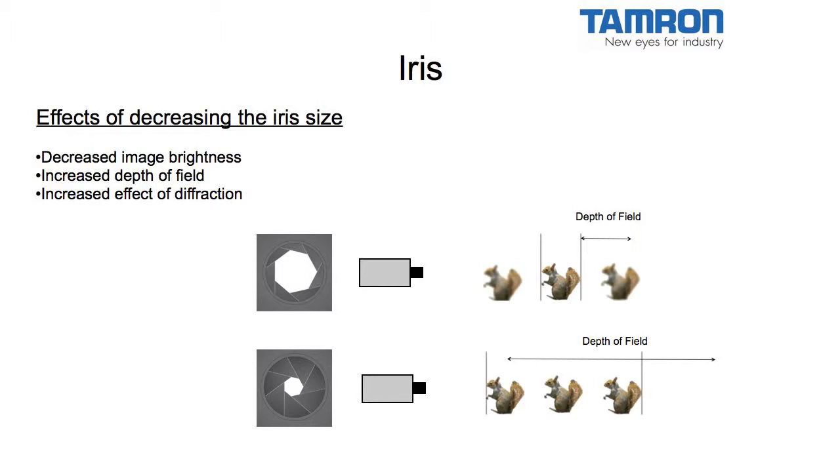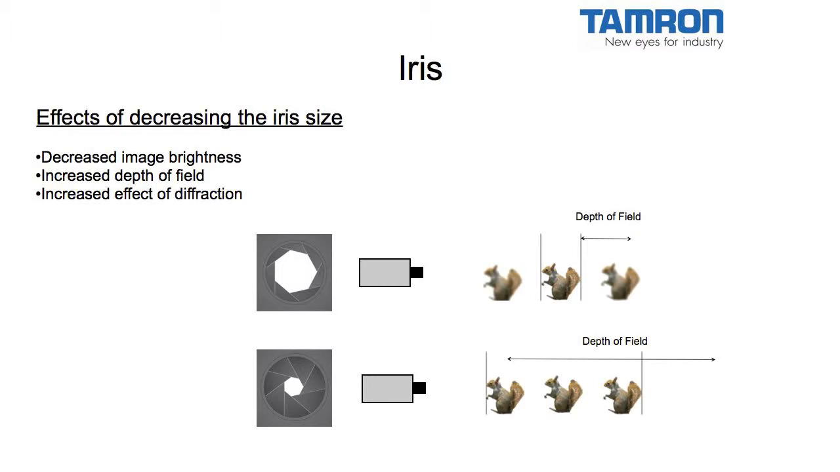A decreased iris size also results in increased depth of field. Depth of field refers to the object distance range in which target objects are in focus. A large iris results in a short depth of field in which only objects within a specific range appear to be in focus. A small iris results in a long depth of field in which objects appear to be in focus over a longer range of distances.